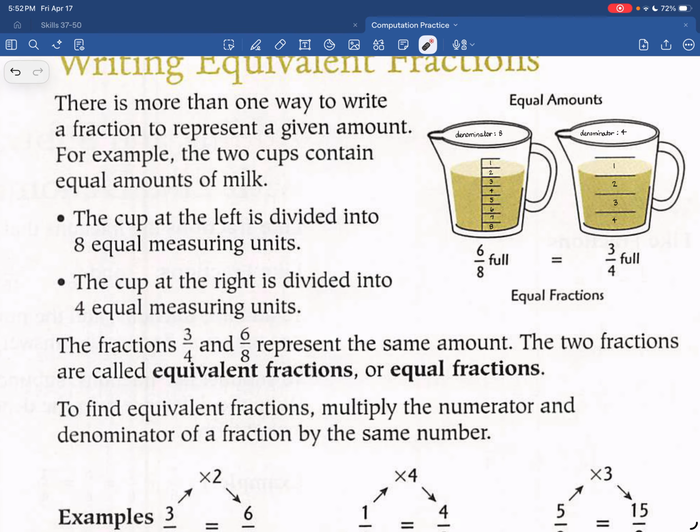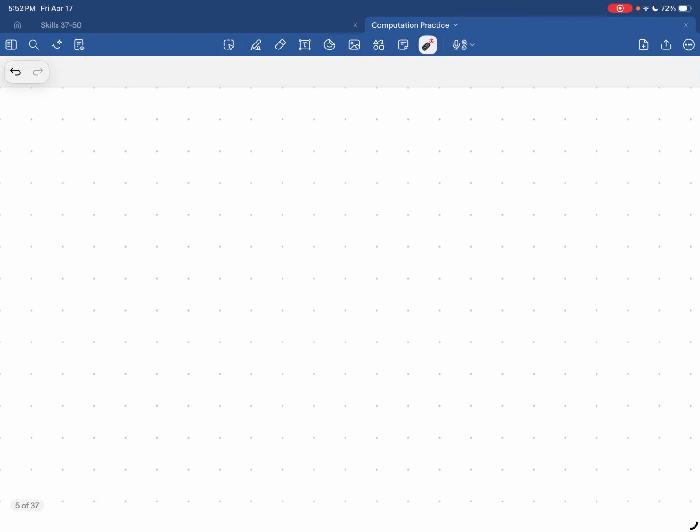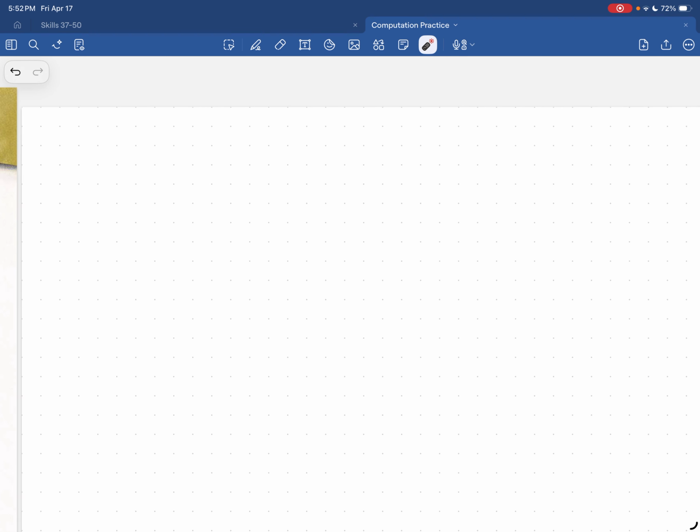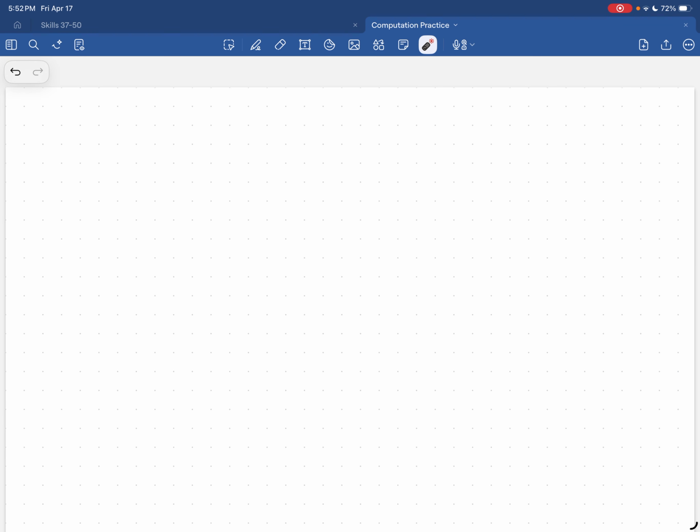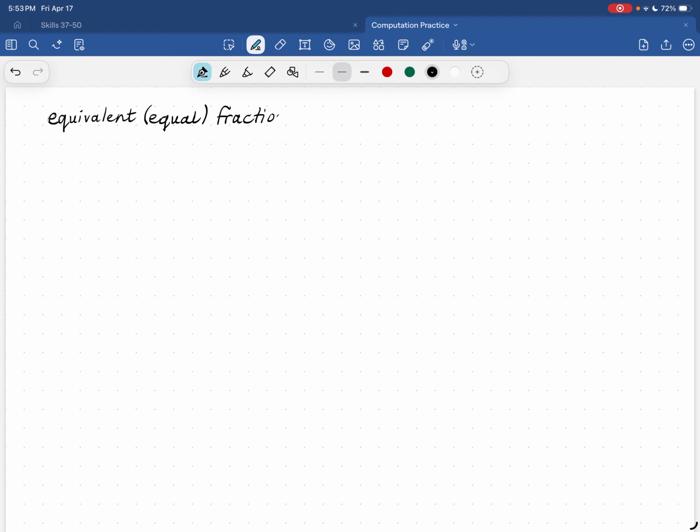So let's stop right there and come over to a notes page and define those terms. Equivalent or equal. And those 2 words always mean the same thing. And to me, a picture's worth 1,000 words, so let's start there.